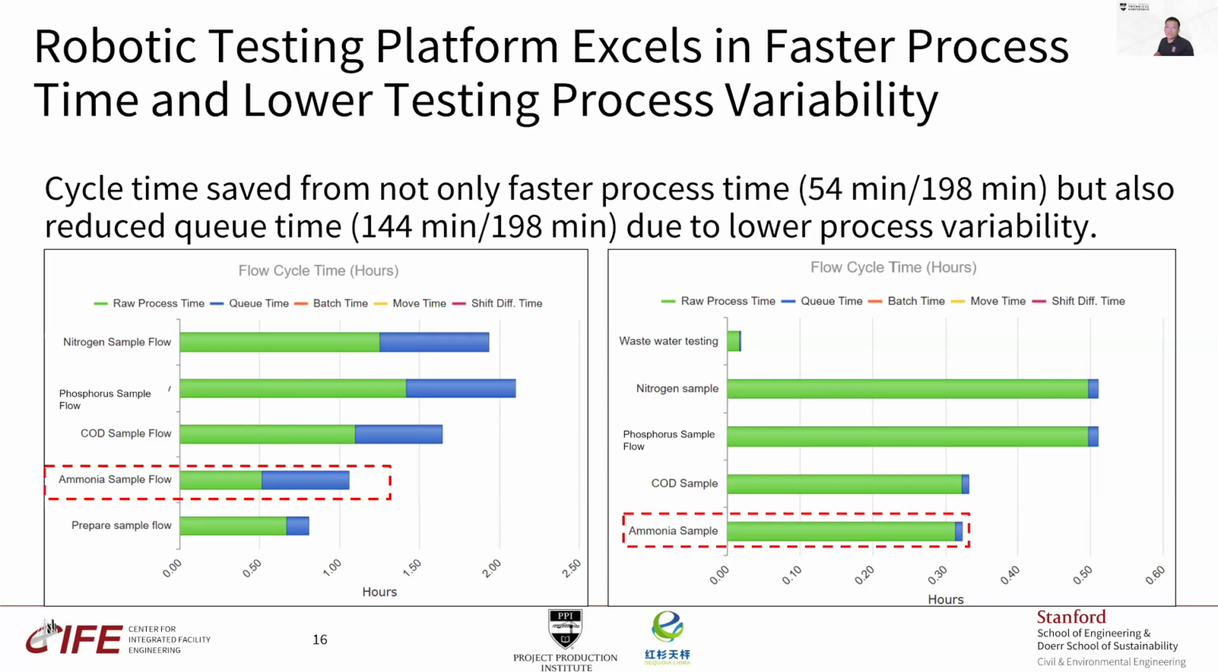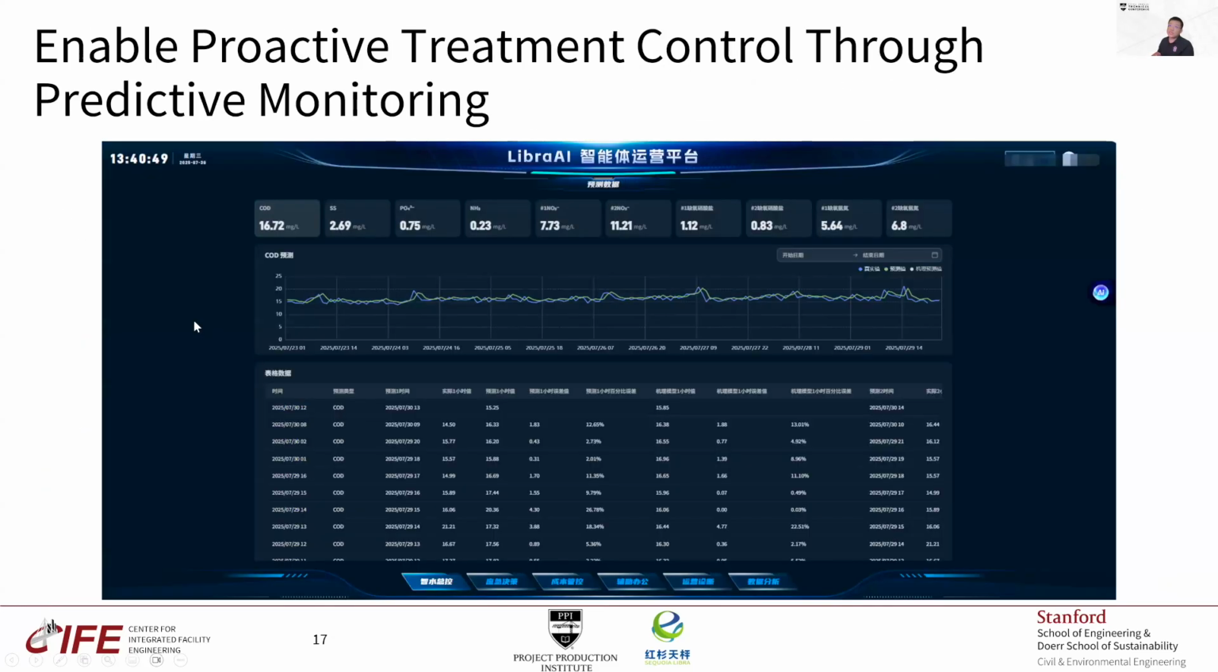On the other side, a robotic testing platform improves this by standardizing the procedures and automating the sampling and testing operations. This significantly reduces the process variability, and therefore we see a reduction in the queuing time, ensuring the whole process produces consistent, reliable, and timely testing results. And this is very critical for the team to operate the plant.